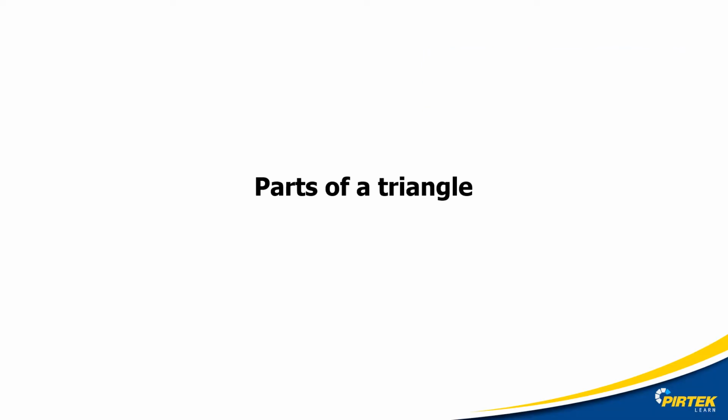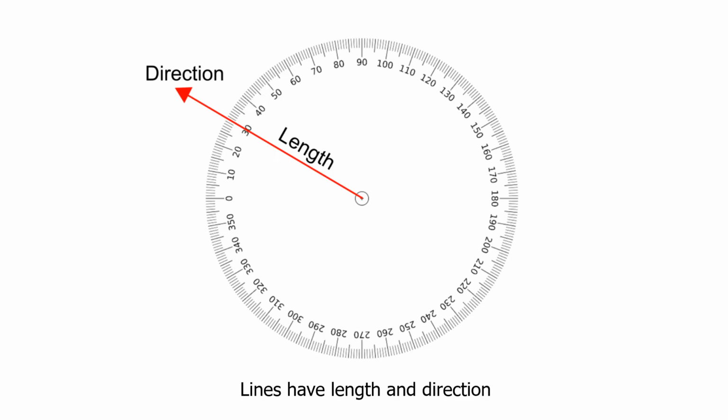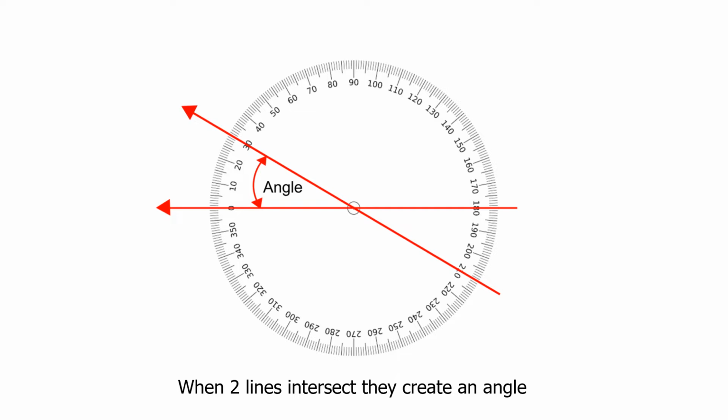What makes up a triangle? Triangles have sides which have lengths. We can imagine them as lines. As we know, lines have a start point, an end point, a length, and a direction. 2 lines intersecting create an angle. Where these 2 lines intersect is called a vertex.